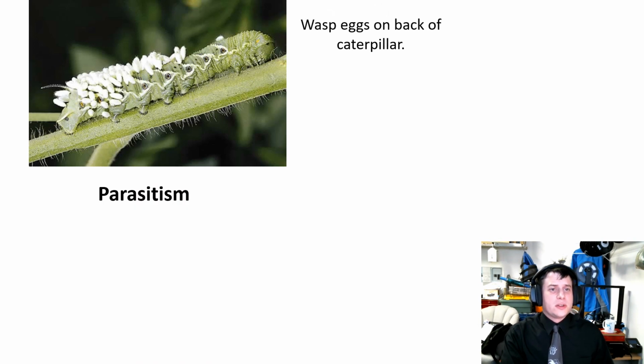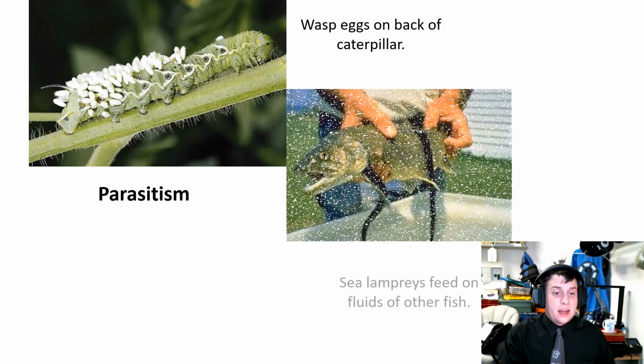Some more examples. Wasp eggs on the back of a caterpillar. Now, this is a very specific type of parasitism. And in this one here, it can actually and will often lead to the death of the caterpillar. But this is also an ecosystem service as well, because that caterpillar is going to be eating the plants and tearing them down. And wasps can actually parasitize on them. The juveniles eat the caterpillar, and they act as a natural insecticide, basically.